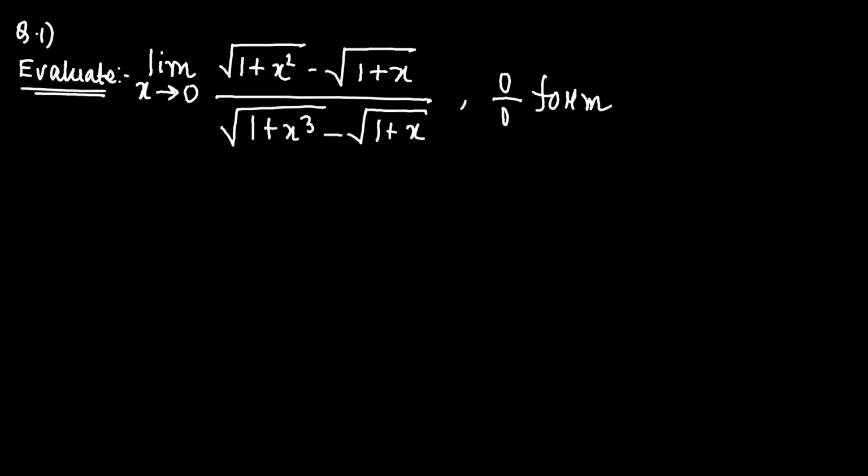So the first question that we have to evaluate is this limit: as x tends to 0, root over 1 plus x square minus root over 1 plus x, by root over 1 plus x cube minus root over 1 plus x. Okay, so as you can see here, if we put x equal to 0, it will be 0 by 0 form. So we have to just evaluate the limiting value of this function.